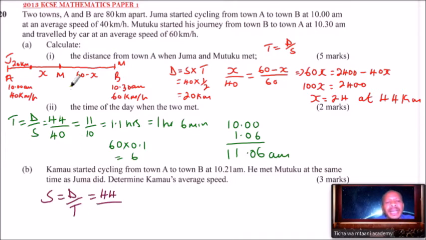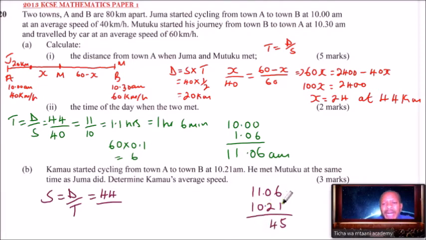You divide by the time. Since Kamau met Mutuku at the same time as Juma, they met at 11:06 a.m. Kamau started at 10:21. So you can get the time Kamau took to cover that 44 kilometers. So this is 6 minus 1. We borrow 1 here, so we have 10 here.